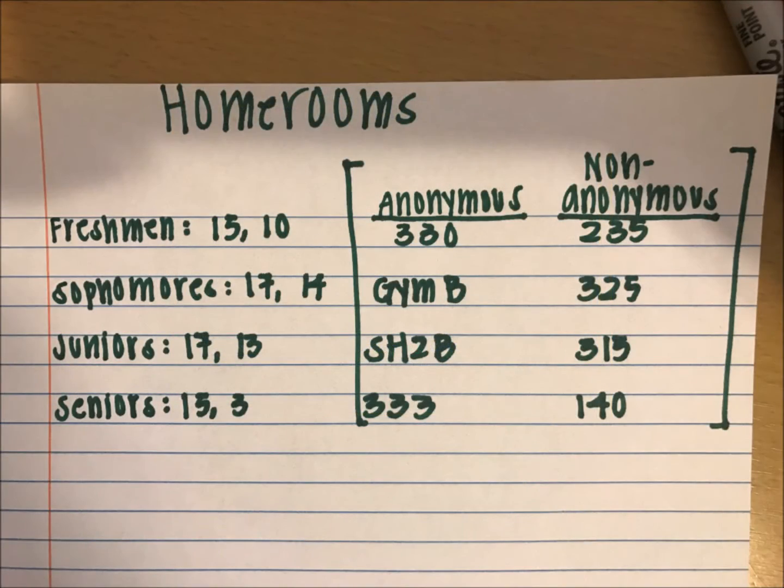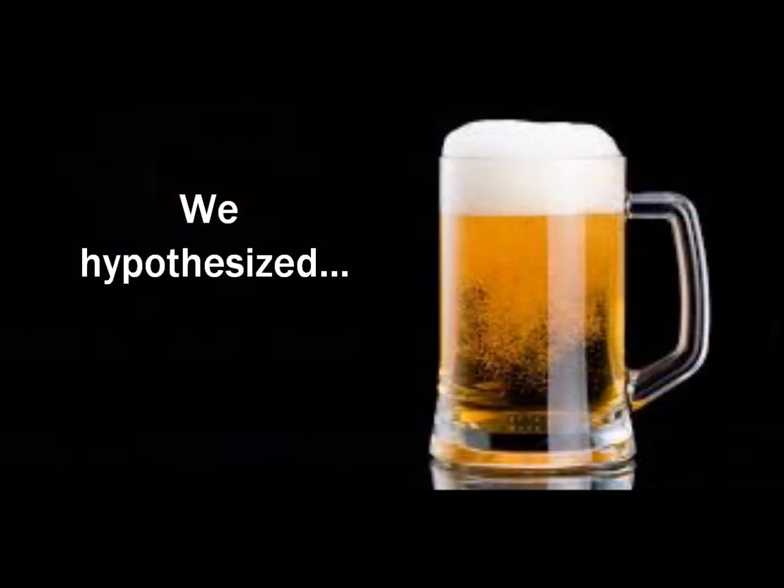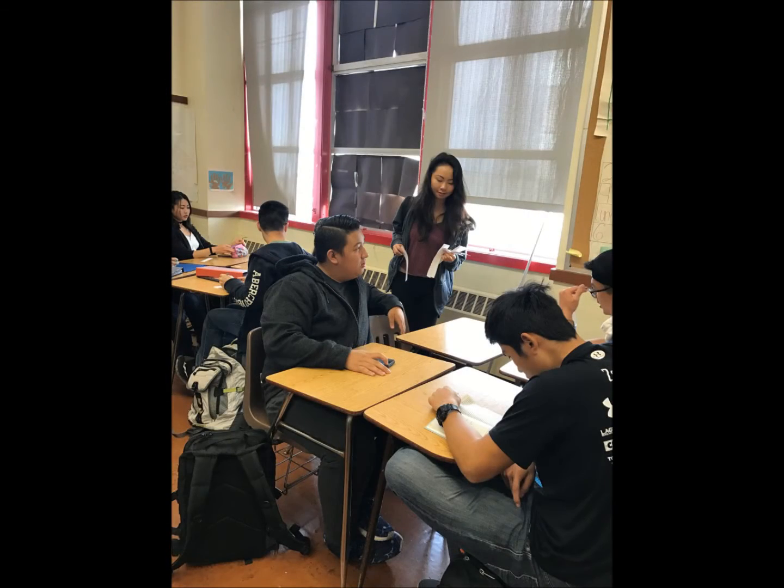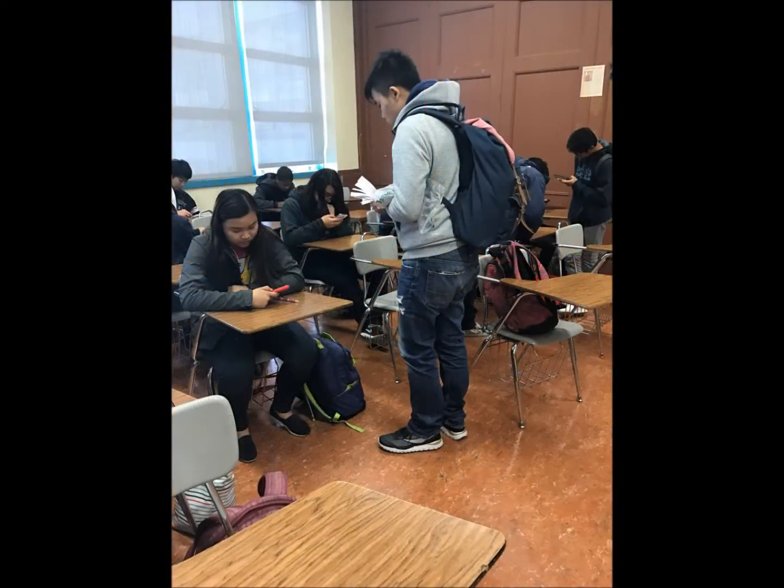Before handing out the surveys, we hypothesized that people will lie on the non-anonymous surveys because they don't want to get in trouble for underage drinking. We also think that there will be more yeses on the anonymous survey. After distributing the surveys to 8 homerooms, we created a bar graph to represent the data we collected.